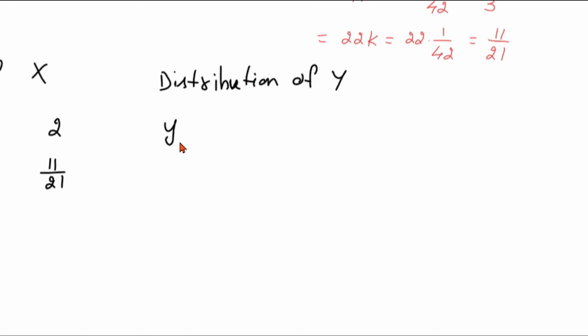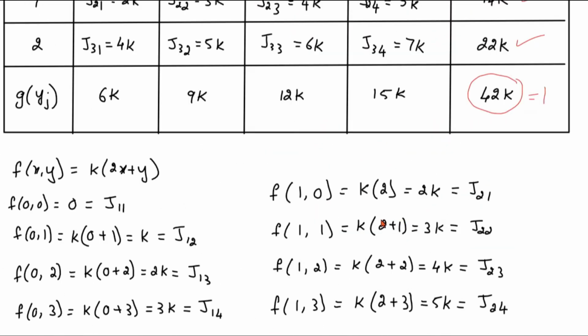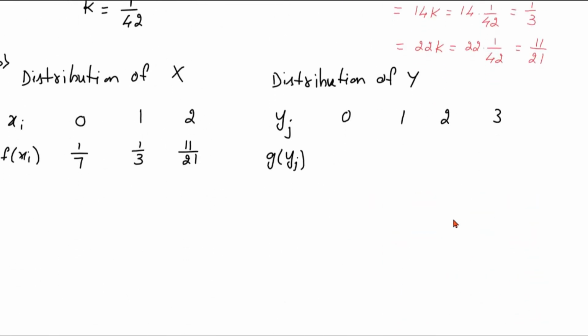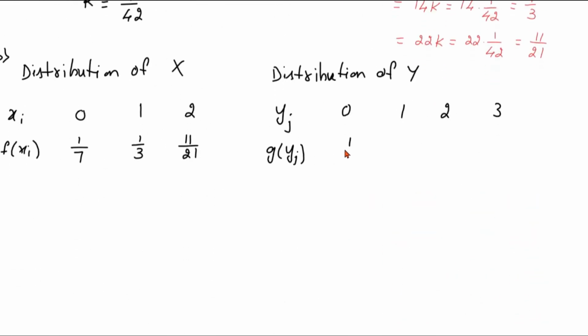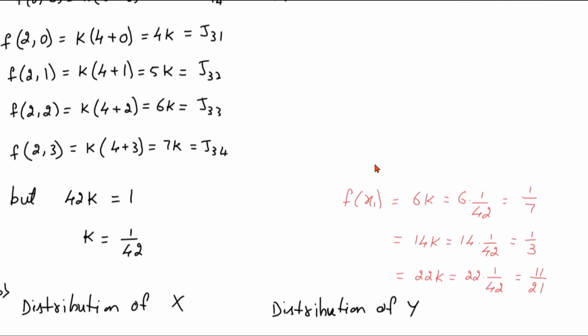Write down this table: yj, g of yj. The values of y that you have are 0, 1, 2 and 3. Similarly, we'll try to find the value of g of yj. If you go back to the table and check, the values of g of yj are 6k, 9k, 12k and 15k. The 6k value has already been evaluated. 6k is 1 by 7. You can write that value here, 1 by 7. The remaining values you have to evaluate.